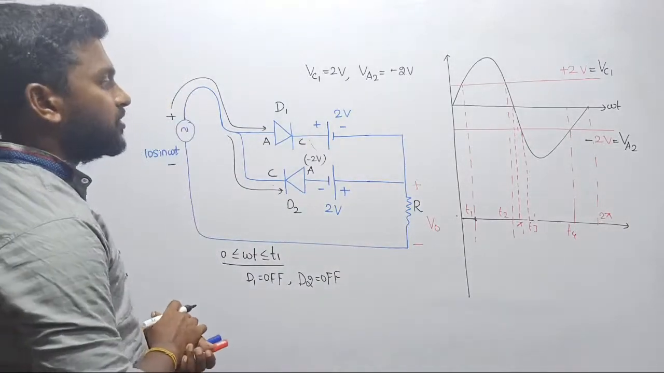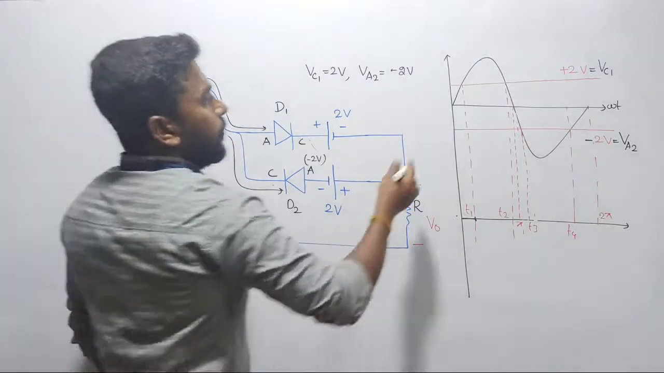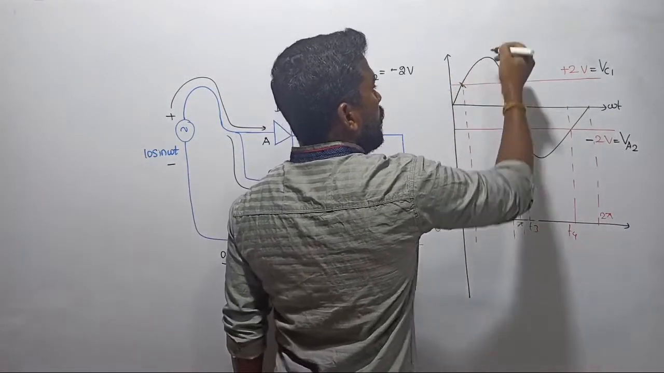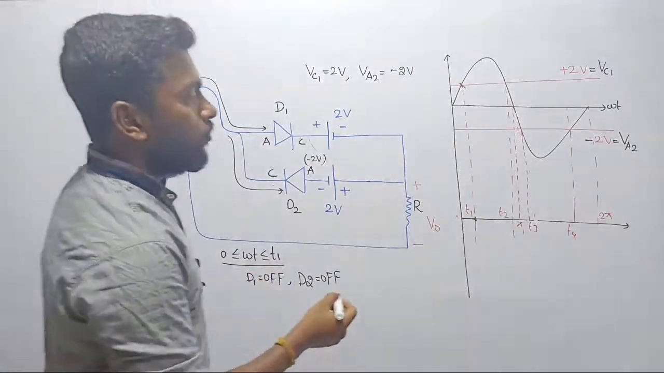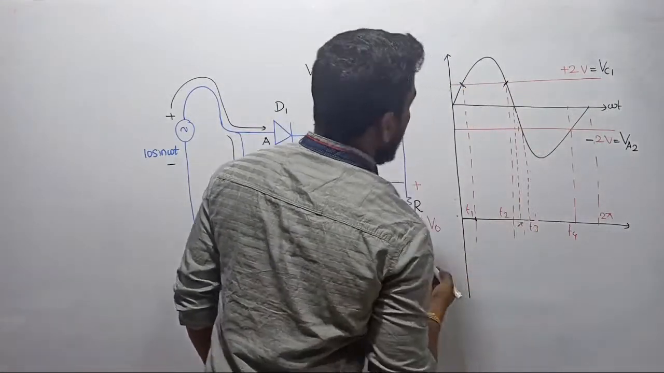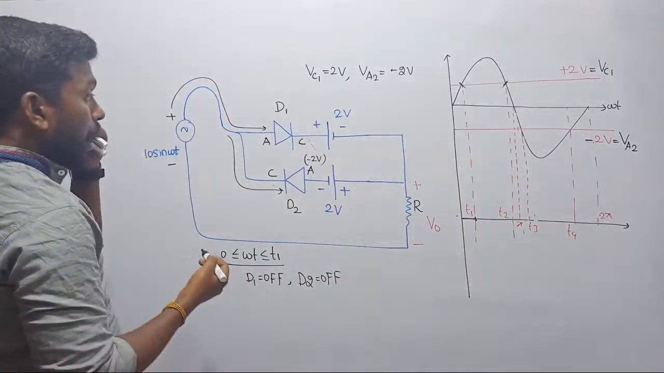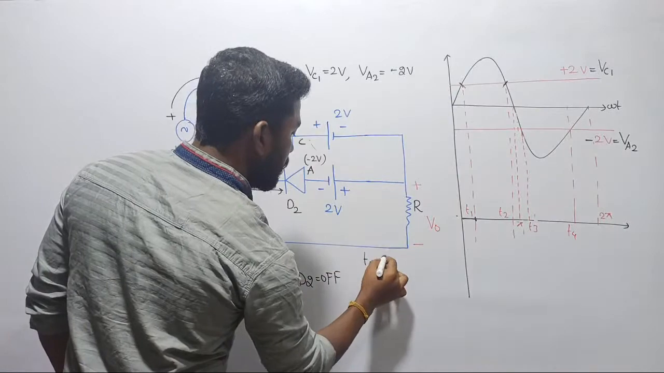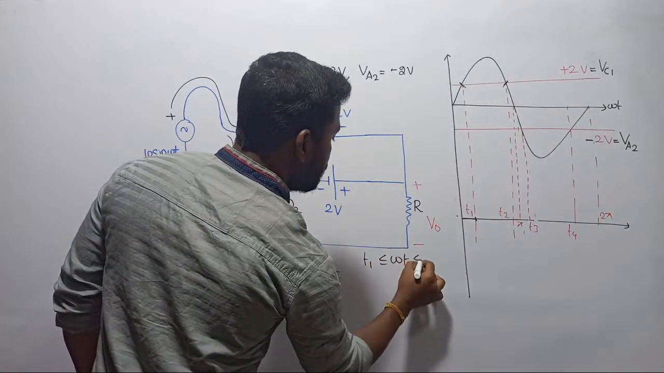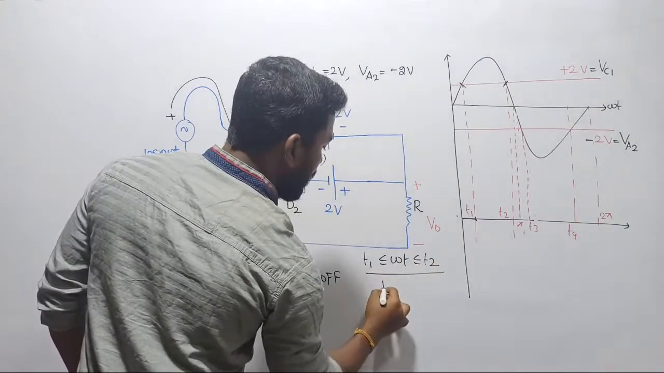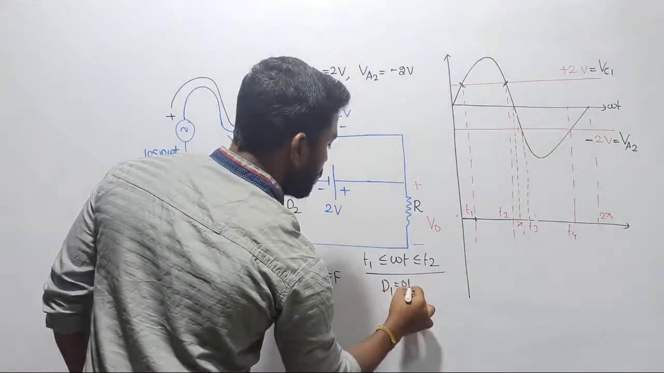After T1, what happens? Sir, after T1 the positive voltage is crossing, right? The level of the voltage is going beyond 2 volts. So let me discuss from T1 to T2. If you observe from T1 to T2, all the input voltages across the anode will become greater than the battery voltage of 2 volts. So in between T1 and T2, definitely diode D1 will turn on.